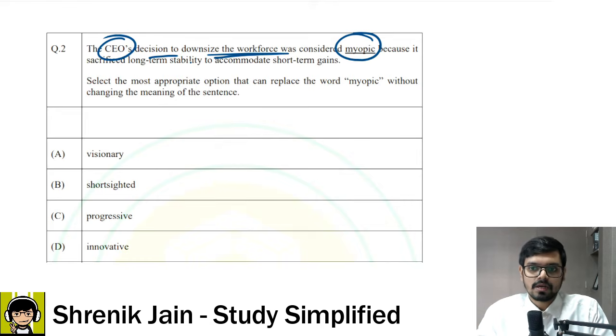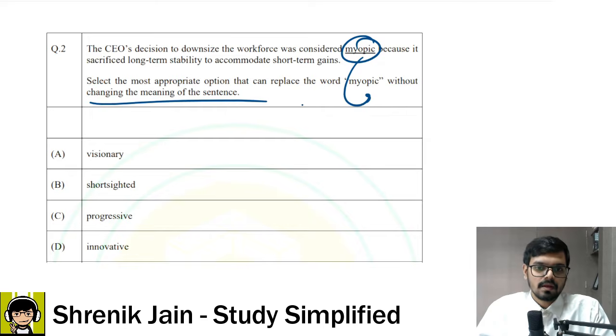You understood the context. Now you have to just replace this word myopic with something meaningful from the given options. So is it visionary? No. Visionary thinks for the long term and not for the short-term gains. Short term is like the traders. Visionaries are for the long term. Short-sightedness, absolutely. Progressive, this is not a progressive move made by the CEO.